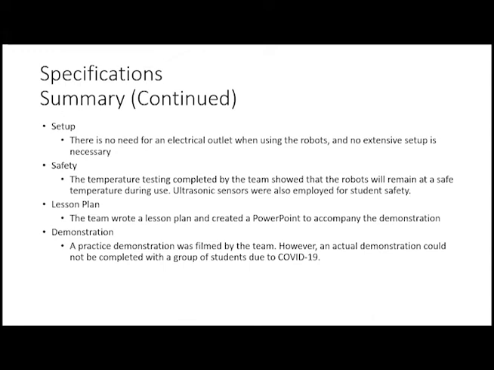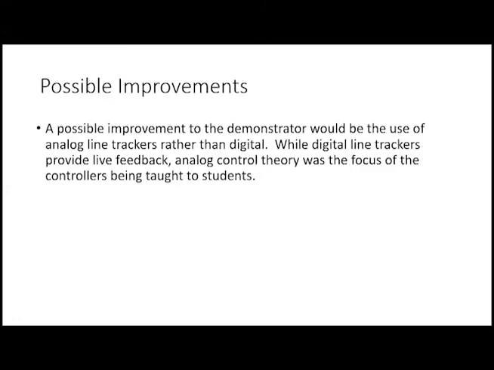The team wrote a lesson plan and created a PowerPoint to accompany the demonstration, and a practice demonstration was filmed by the team. However, an actual demonstration could not be completed with a group of students due to COVID-19. Possible improvements to the robots or to the demonstrator would be the use of analog line trackers rather than digital. While digital line trackers provide live feedback, analog control theory was the focus of the controllers being taught to students.